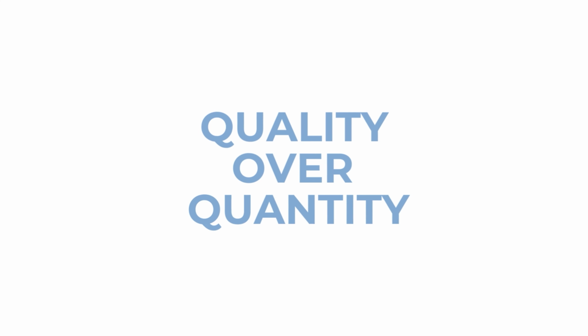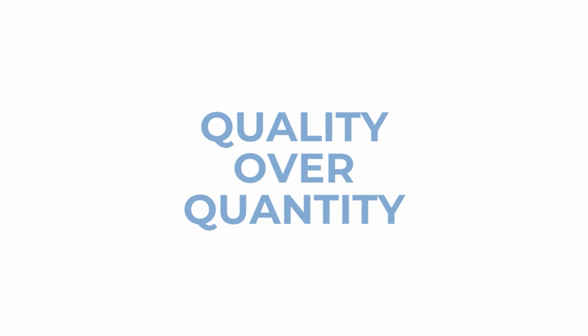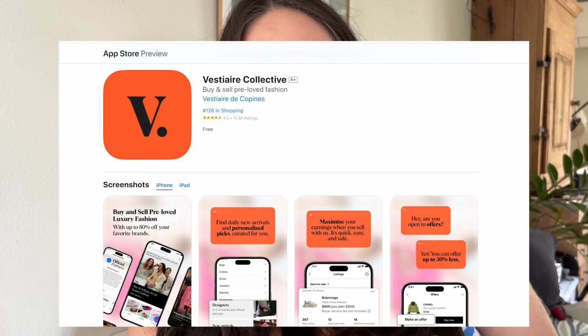Next one, quality over quantity. I feel like this has been said so many times, but I really wanted to highlight it as well. It is so much more worth it to invest into quality pieces over time, and it's better to sort of like save up for these pieces, to be honest. You can try different apps and buy these things used as well. For example, Vestiaire Collective is a great app if you're looking into even like luxury brands.